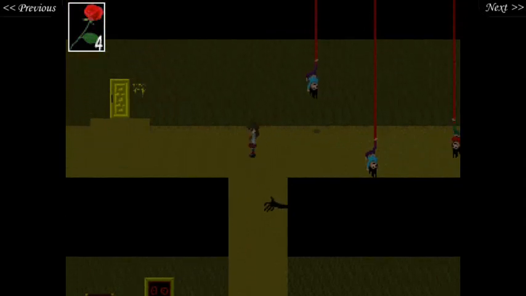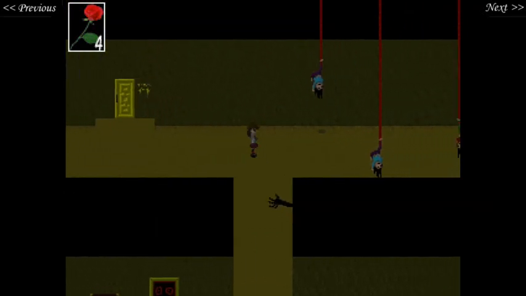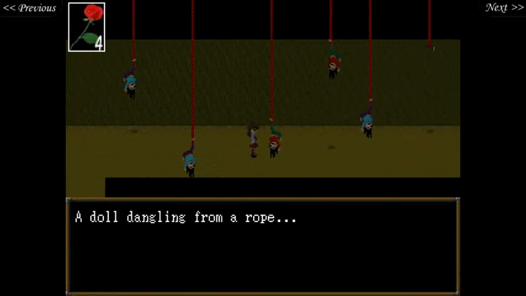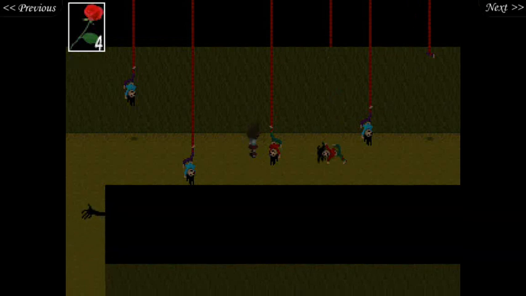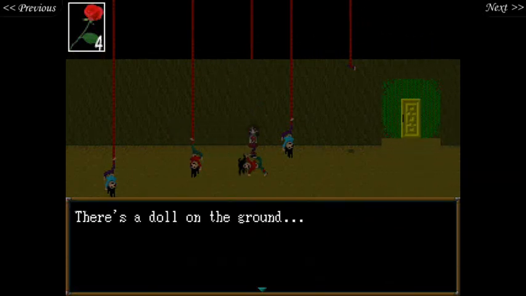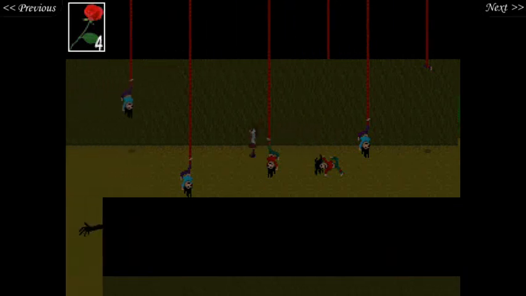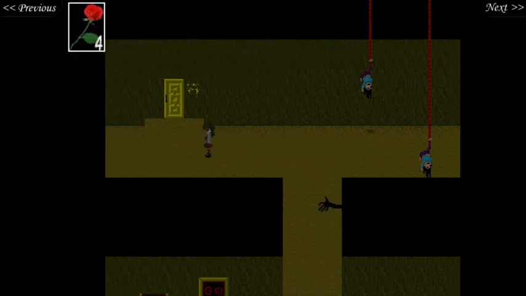Didn't get caught that time, did we, Gary? And here we have all the bodies, of course. It's a doll dangling from a rope. Whoops. The doll's clothes have a small number on them. 18. So we have the number 9 and 18.